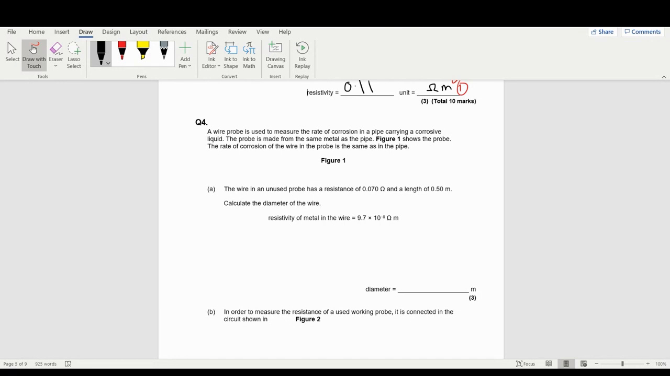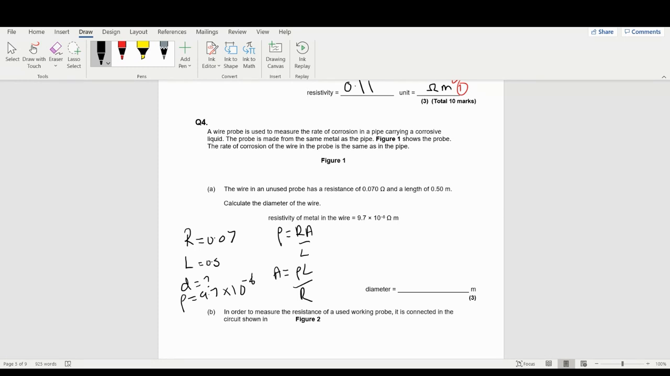Okay, so what I tell you here is information about the pipe. So the pipe has a resistance of 0.07. Its length is 0.5 meters. Calculate the diameter. So that's something to do with finding the area. And the resistivity is 9.7 times 10 to the minus 8. So rho equals RA over L. So the area equals rho L over R.